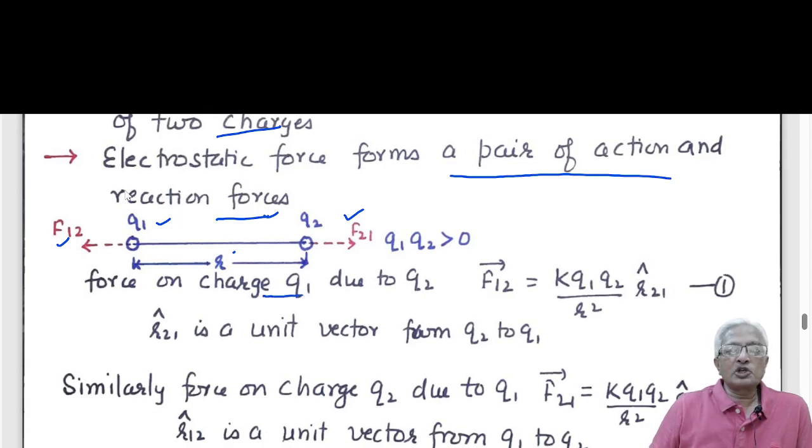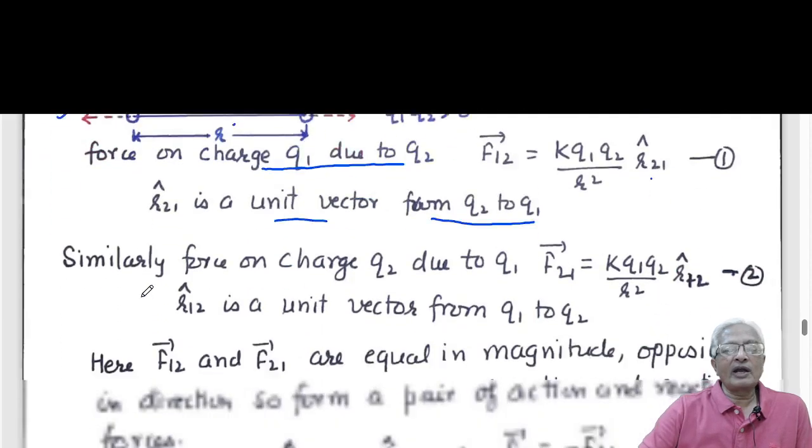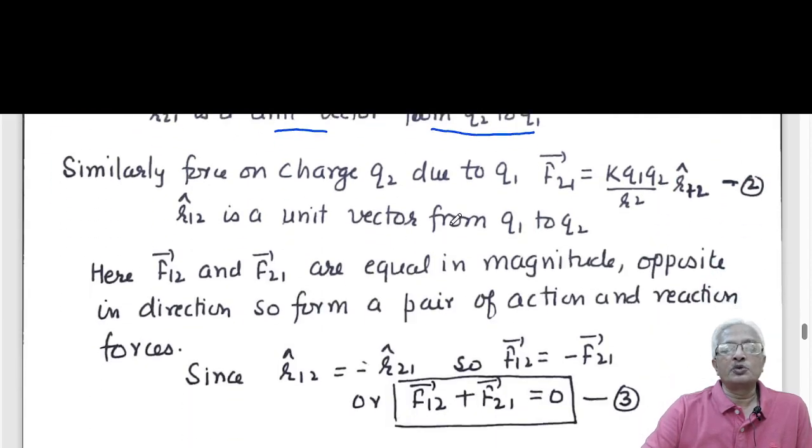What would be the force on Q1 due to Q2 as per Coulomb's law? F12 = K Q1 Q2 upon r square, and the direction is R21 cap, from 2 to 1. What is R21 cap? It's a unit vector from Q2 to Q1. Similarly, I can evaluate the force on charge Q2 due to Q1. F21 would be equal to K Q1 Q2 upon r square R12 cap. R12 cap is a unit vector from Q1 to Q2.